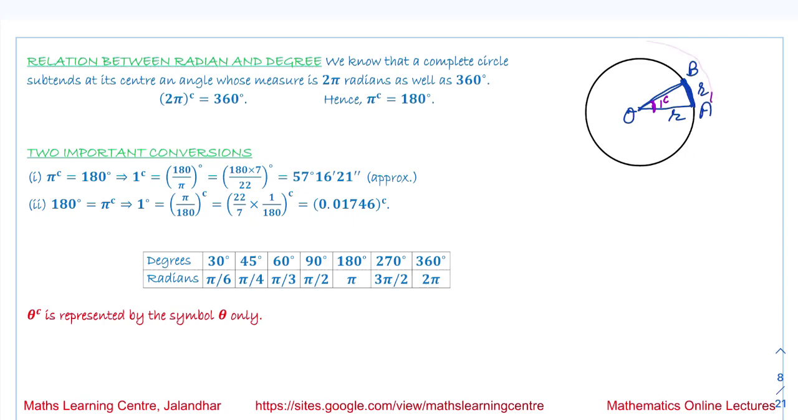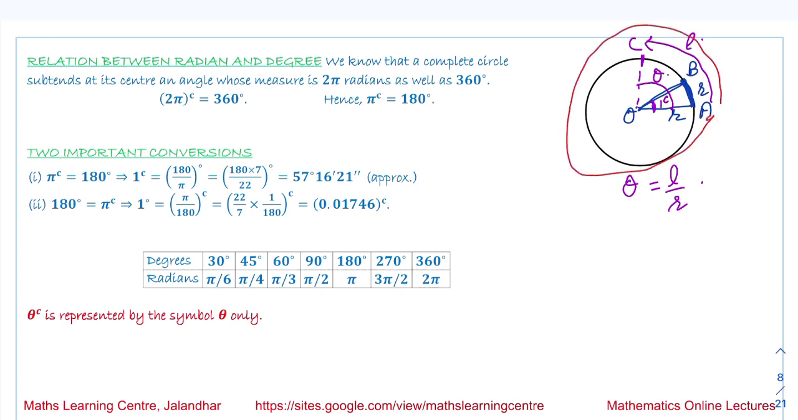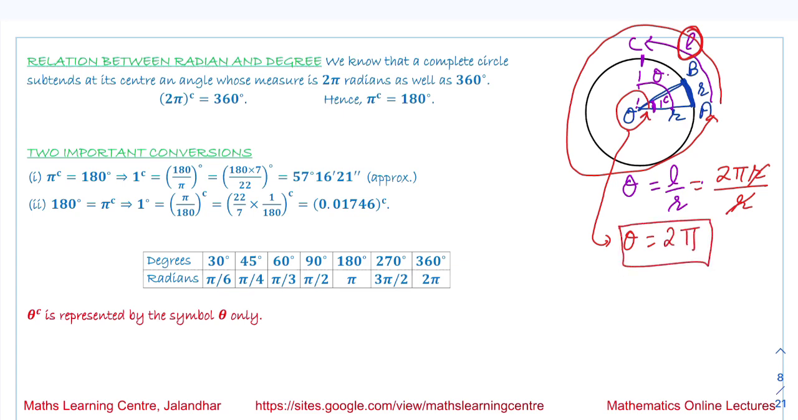Further, if we consider the arc length equal to L and the angle this point C will subtend, say this angle is theta, then the result we have seen is that theta is equal to L over R. Now if we are talking about the whole circle, the length L will be 2 pi R over R. It means we are talking about the measure of this complete angle. Now theta is this complete angle, so that is equal to 2 pi.